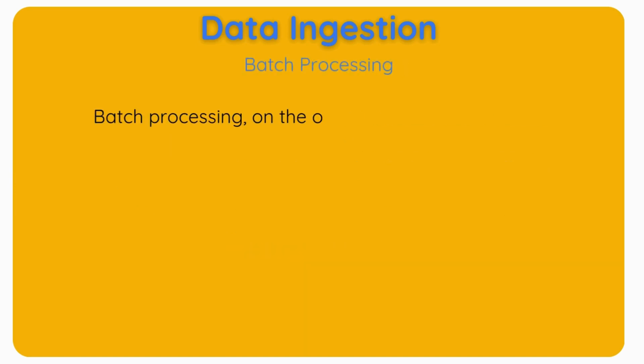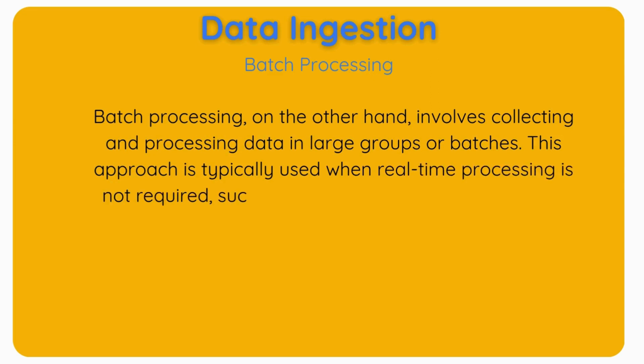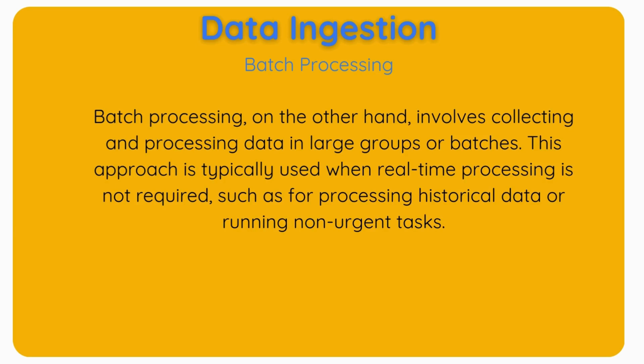Batch processing, on the other hand, involves collecting and processing data in large groups or batches. This approach is typically used when real-time processing is not required, such as for processing historical data or running non-urgent tasks.